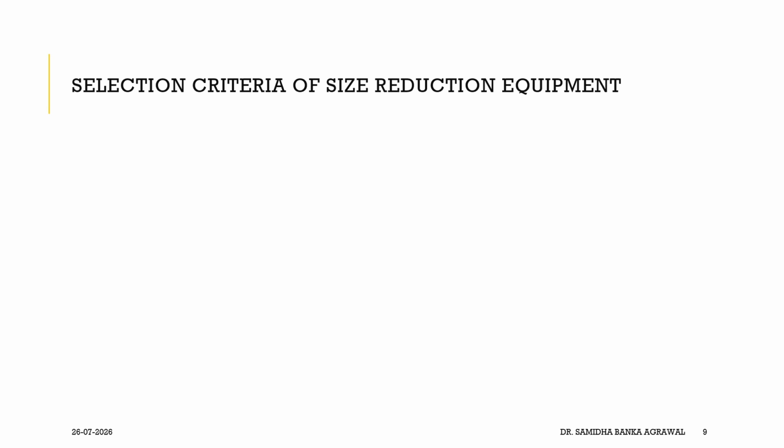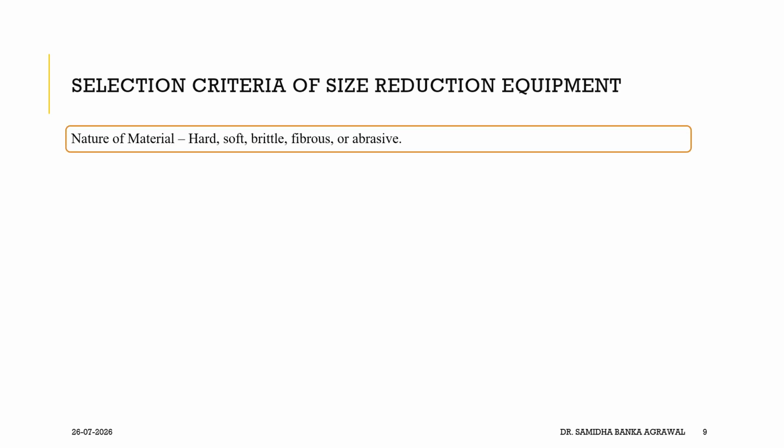Now, selection criteria for size reduction equipment. Size reduction is a common operation in chemical industries where large solid particles are reduced to smaller sizes using crushers, grinders or mills. The selection of size reduction equipment depends primarily on the nature of the material, whether the material is hard, soft, brittle, fibrous or abrasive.